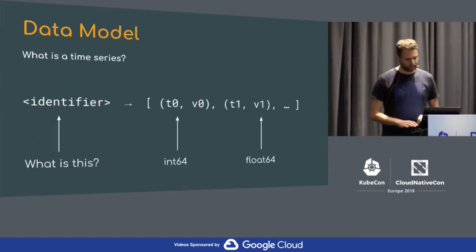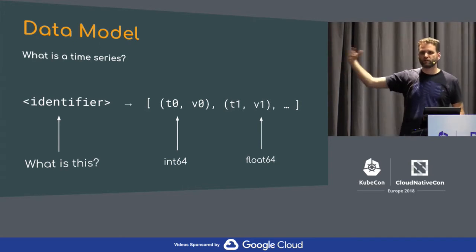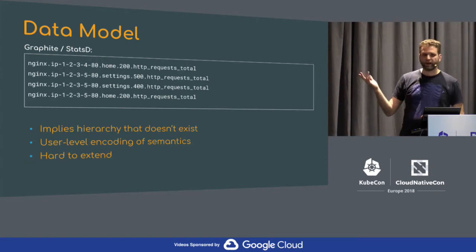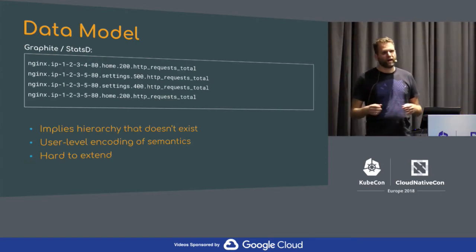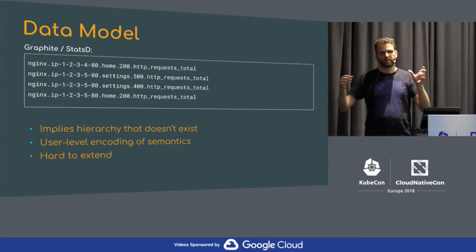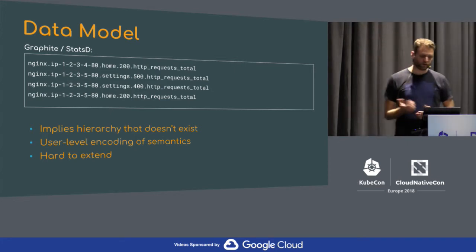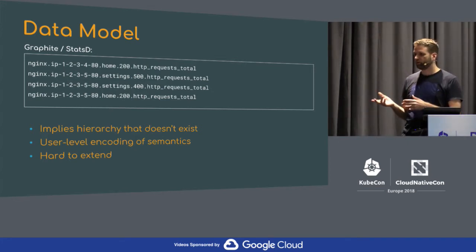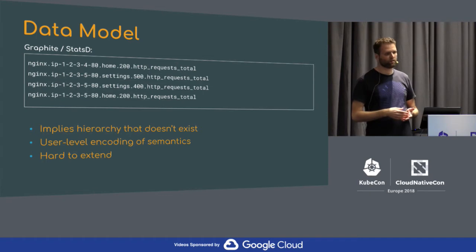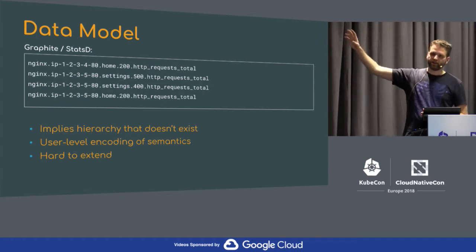But yeah, so the big difference is how we identify time series compared to systems that came before. Let's compare it to the Graphite and StatsD metrics model, where you had a long metric string with dots in the middle to separate components that formed an implicit hierarchy. In this example, you have HTTP requests happening on Nginx servers on different hosts. That's the IP component there, and then different paths and different status codes.